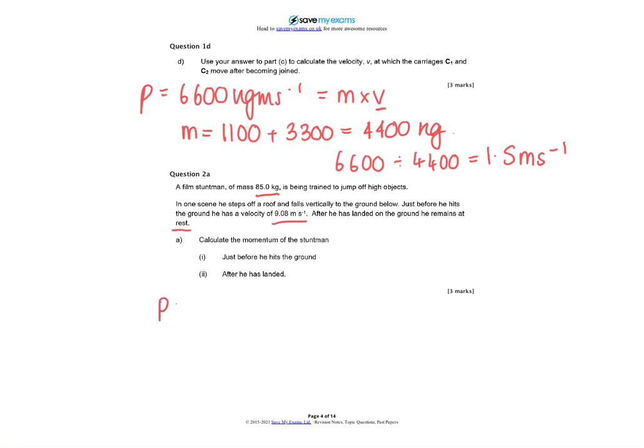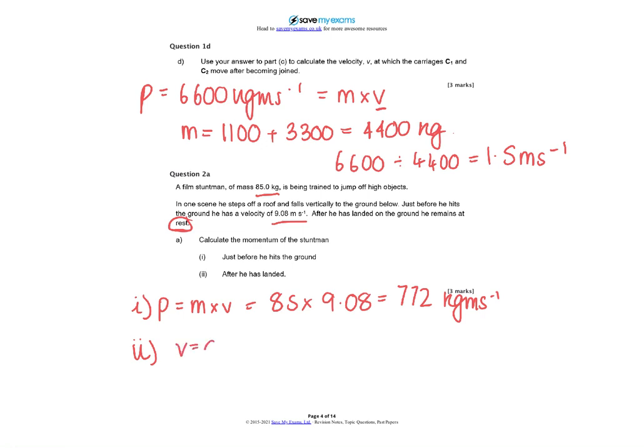So his momentum is going to equal his mass times his velocity. This is part I. So we're going to take his mass of 85 times by his velocity, and we're going to get roughly 772 kilogram meters per second. Part II, after he has landed, it says he remains at rest, so his velocity after he's landed is 0. That means our momentum is also going to be 0 kilogram meters per second.